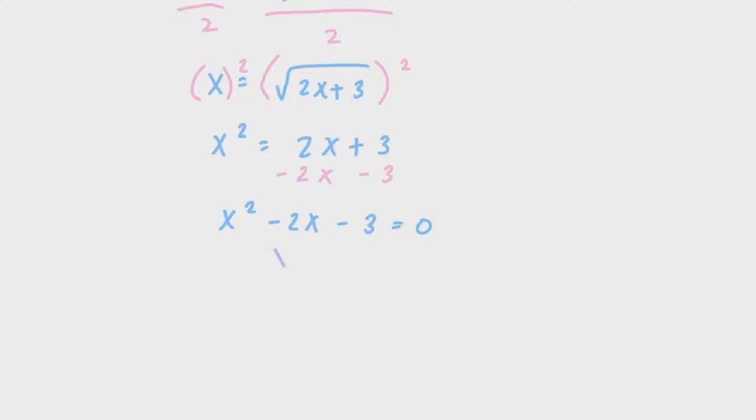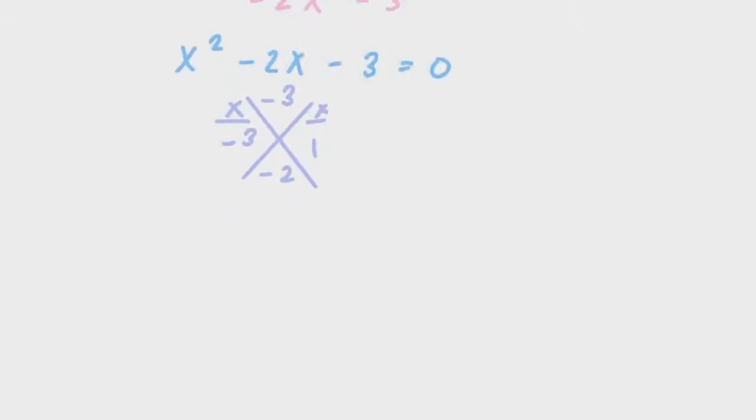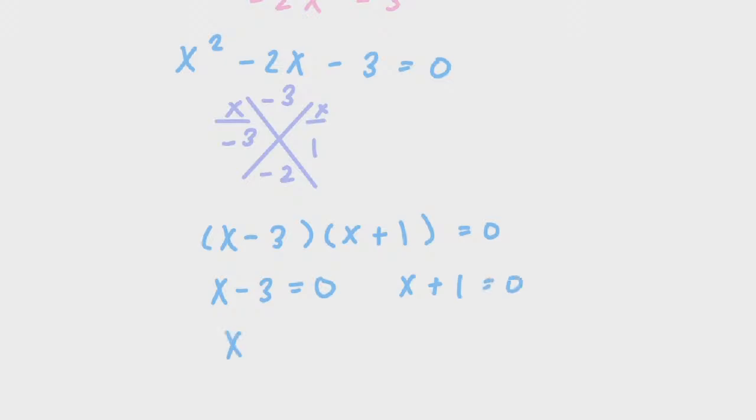And to factor, we can use the x method. So on the top would be negative 3, on the bottom is negative 2. So the two numbers that will multiply to negative 3 and add to negative 2 are negative 3 and 1, and we have x on top. So that means we have x minus 3 times x plus 1 equals 0, and we're going to set each factor equal to 0 and solve. So that means x equals 3 and x equals negative 1.